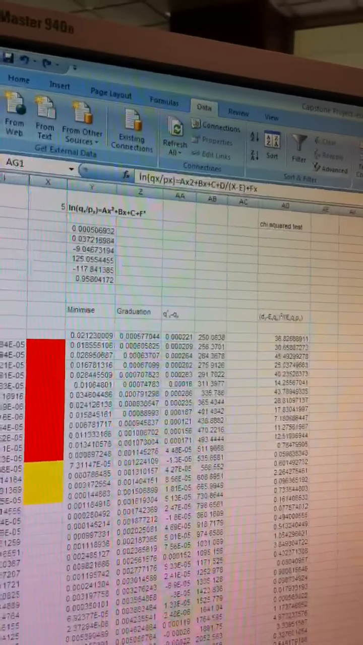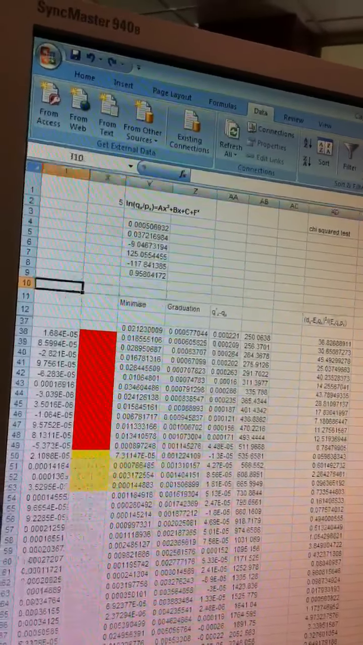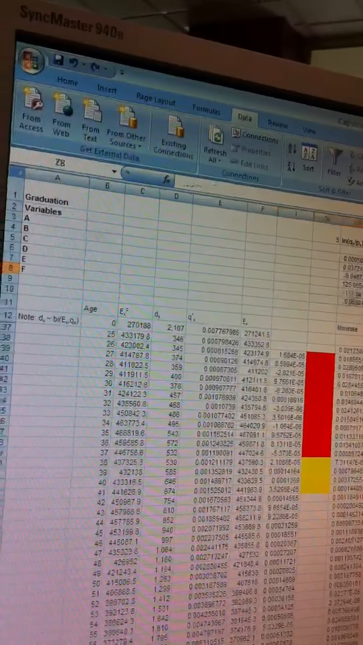What is f to the power of x? It's just like f is 0.928826.